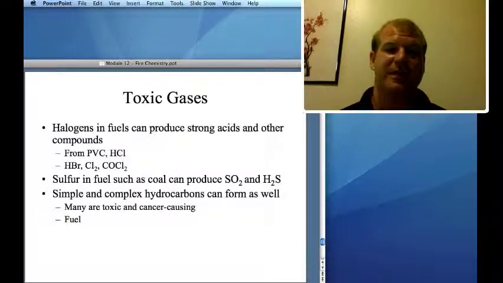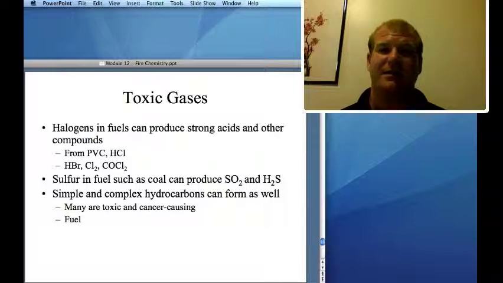Some are toxic. So halogens. Halogens are fluorine, chlorine, bromine, iodine. Especially chlorine can form strong acids, like from PVC, polyvinyl chloride. It can form HCl. It can also form chlorine gas. It can form phosgene, COCl2. That is a chemical weapon. That is a neurotoxin. That's really, really nasty stuff. Sulfur can produce sulfur dioxide and hydrogen sulfide. Those are really smelly, and they're also toxic.